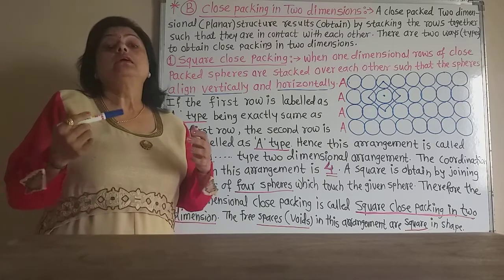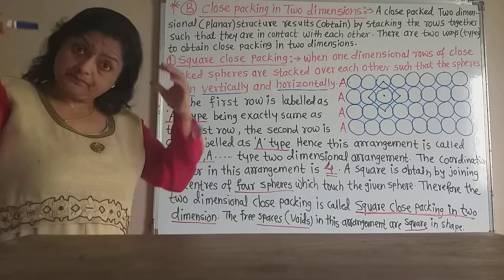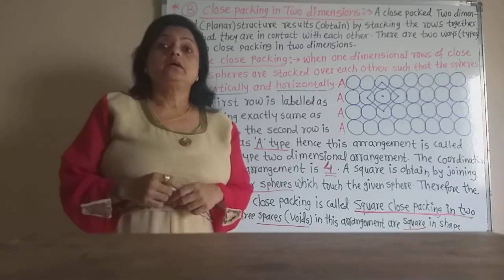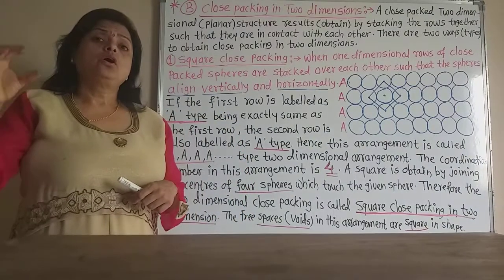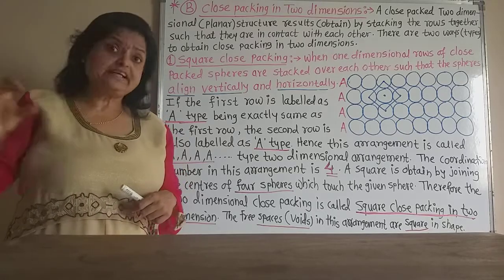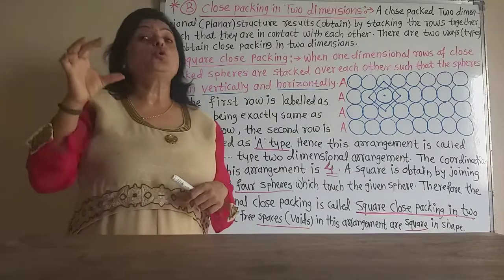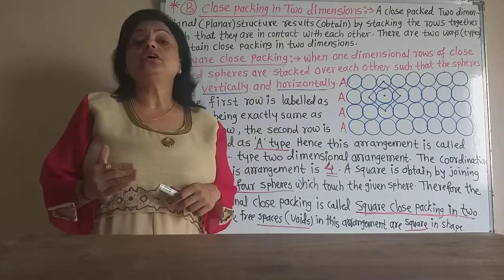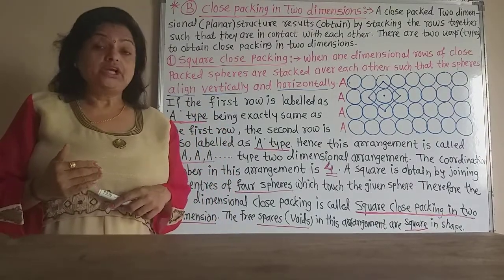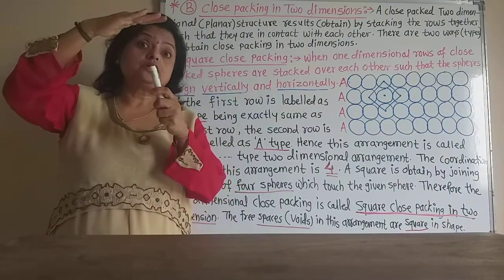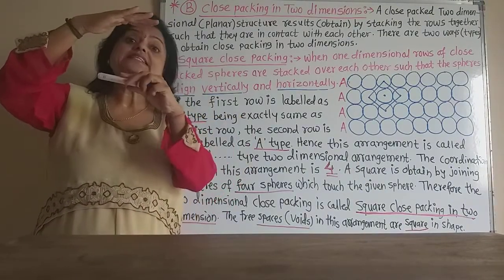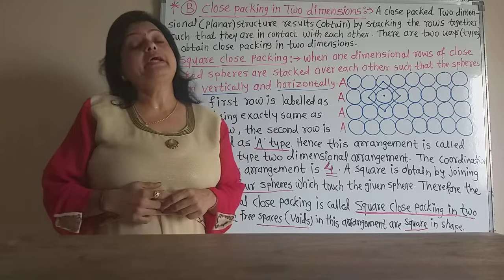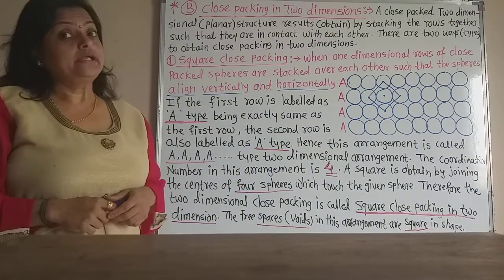If the rows of spheres, which are in 1 dimension, are exactly aligned horizontally and vertically, then the square close packing will be developed. And if we arrange the 1-dimensional rows of spheres such that the second row is placed in the depression of the first row, then the hexagonal close packing will be formed. Let us learn how it is.